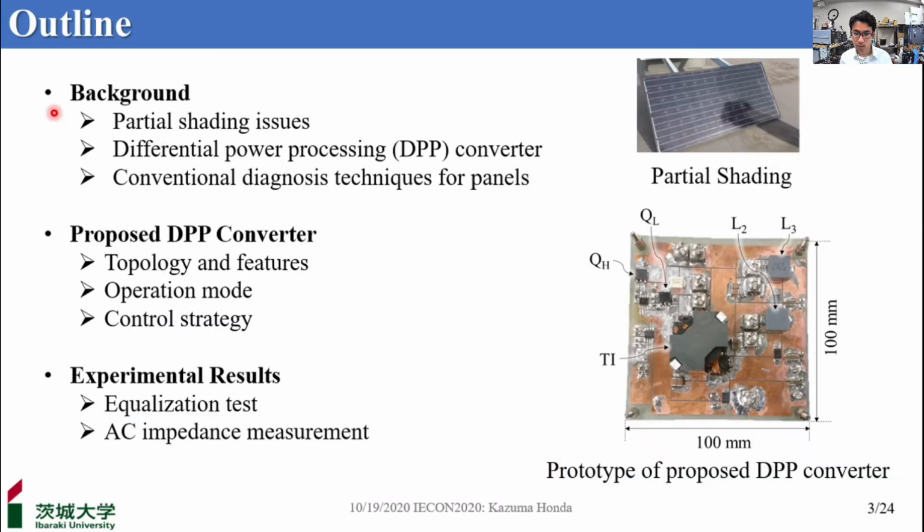First, I will introduce partial shading issues and briefly review conventional DPP converters and diagnosis techniques. Secondly, I will describe the proposed DPP converter. Finally, I will talk about experimental results using a prototype.